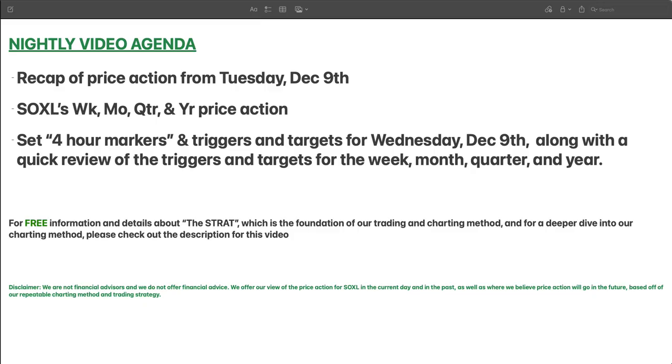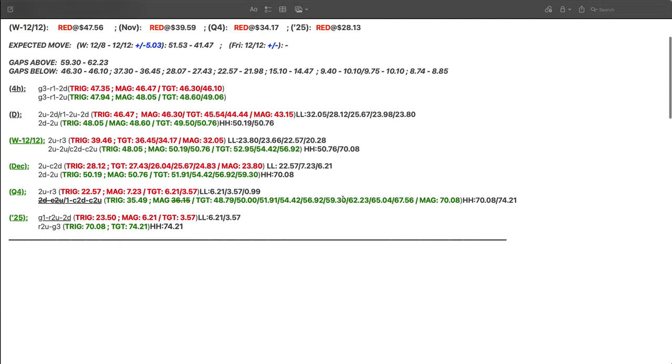So for tonight's agenda, we'll go ahead and recap the price action from Tuesday, December 9th. Then we'll zoom out like we always do, look at the week, month, quarter, and year, make sure we're not too locked in on those small time frames and losing sight of the bigger picture. Then we will zoom back in and set our 4-hour markers and the triggers and targets for Wednesday, that's not December 9th, it is December 10th. Let's get that right. So we'll go over the triggers and targets for Wednesday, December 10th, along with a quick review of the triggers and targets for the week, month, quarter, and year.